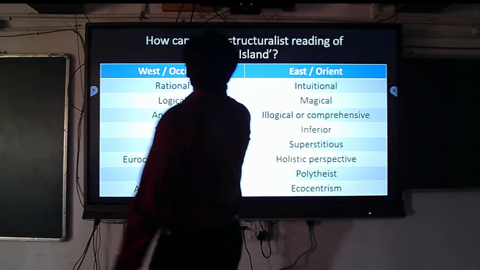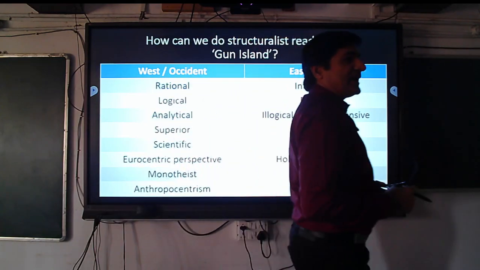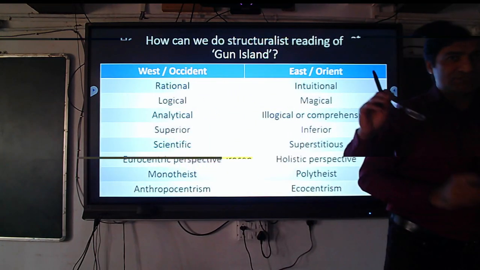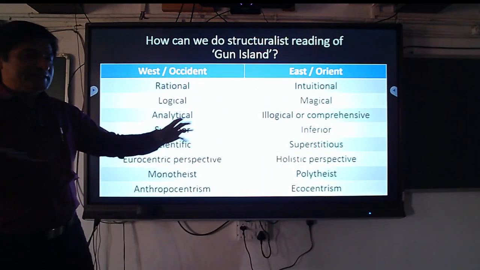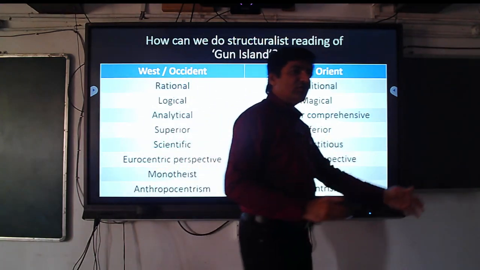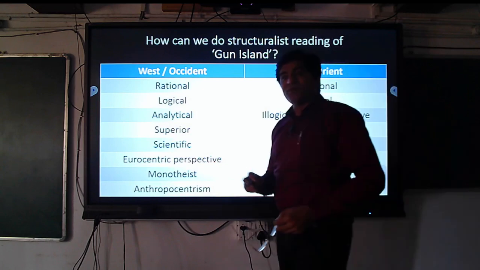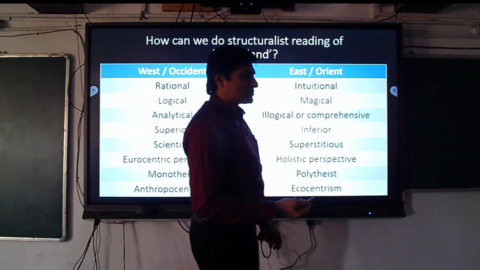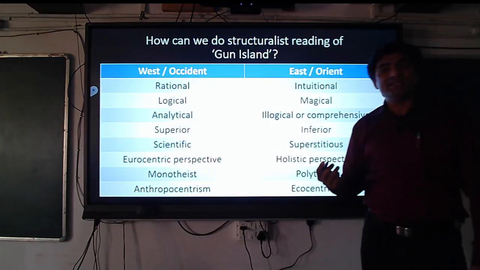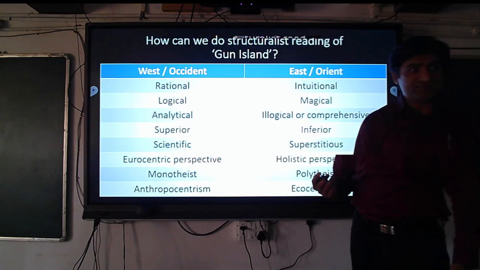So how can we do a structuralist reading of Gun Island, and what are those larger categories which we can put as binary opposition in this context, which can help us to fit in major events and incidents of the novel, and we make a structure of reading that. So let us see in the context of West and East, or Orient and Occident. As we know, Amitav Ghosh is very much conscious about post-coloniality. He is writing in a post-colonial time and is very much conscious about this. So that point we have made again and again.